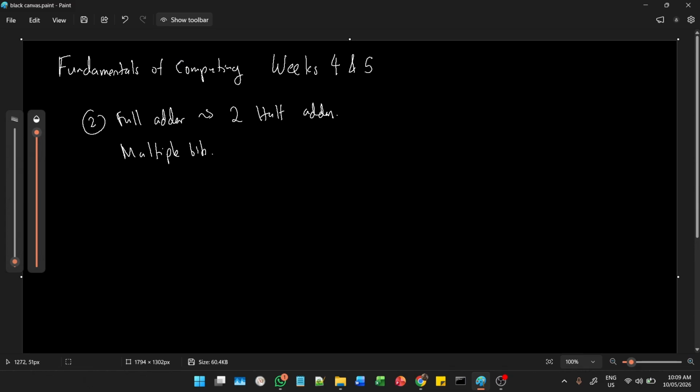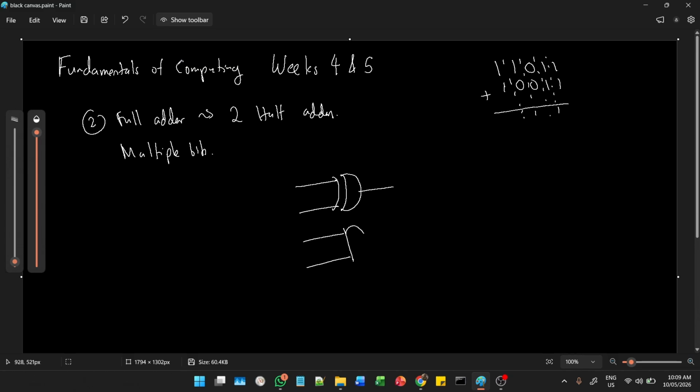Okay, so let's say you have 1 1 0 1 1 and 1 0 0 1 1. Each half adder or full adder represents the addition that is happening over in one column. Remember that and everything will be easy. Okay, so a full adder is made up of two half adders. How is that? Well, first let us draw one half adder. Exclusive OR gate and AND gate.